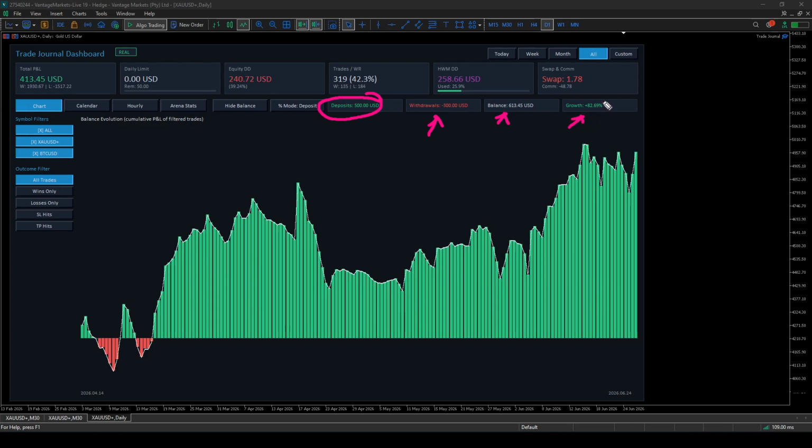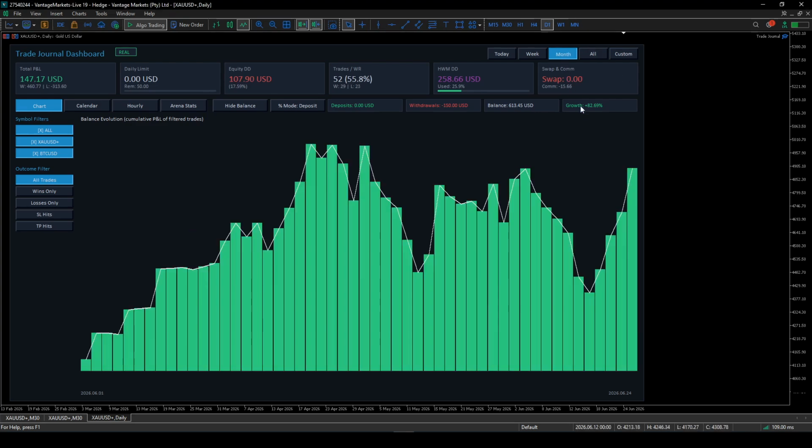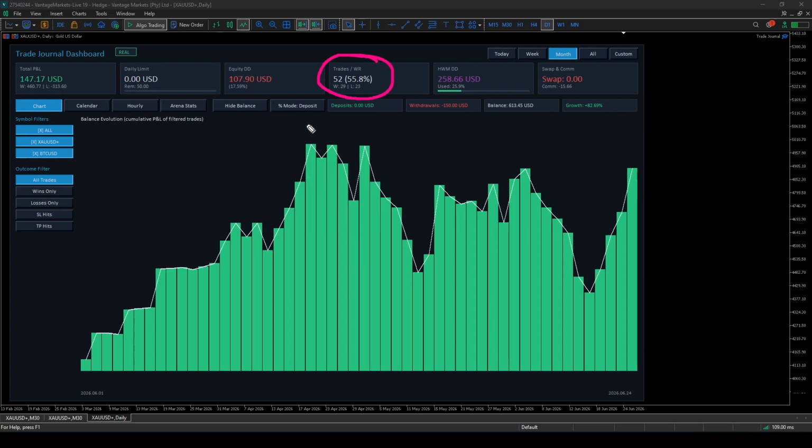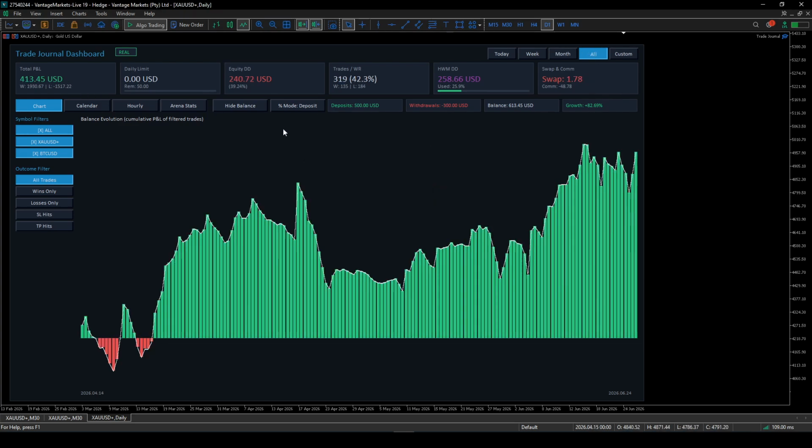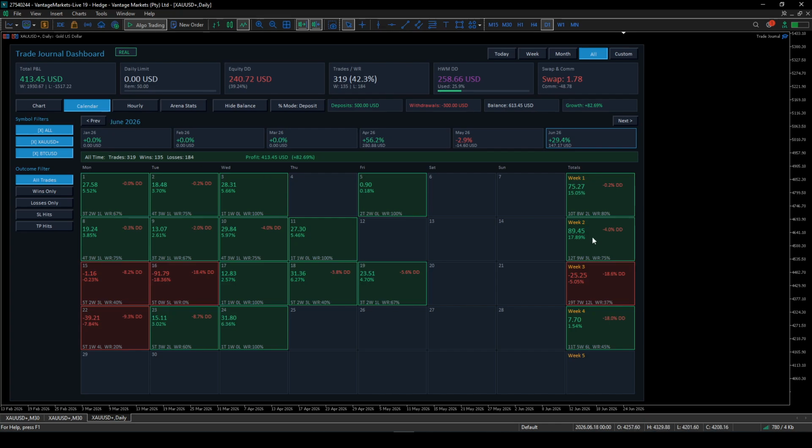You can also see the growth. Okay, almost 83% growth, which is pretty good. And also if I go to the month, here you can see this month my win rate is 56%. I like that. So that's why it is very important to have this dashboard to calculate everything, right?